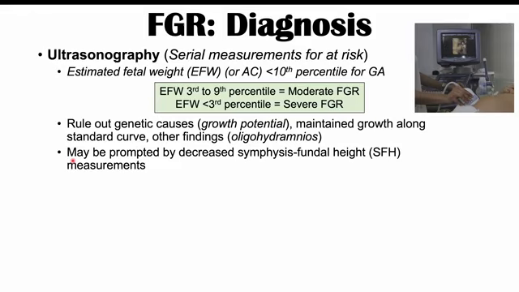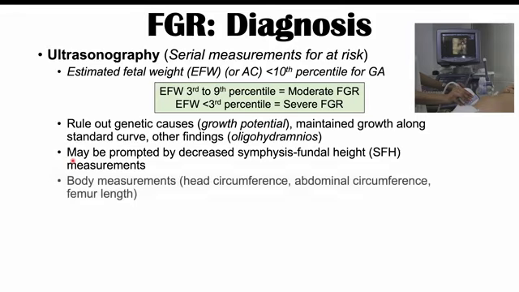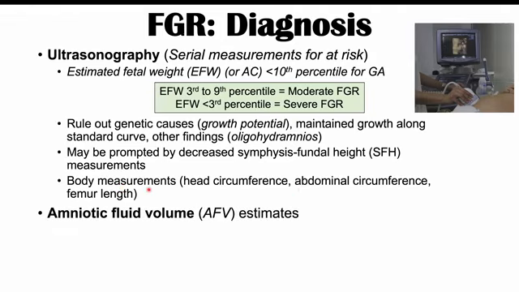If it's found that the symphysis fundal height is 3 centimeters or more lower than it should be, this is going to be a trigger for a potential thought of, does this fetus have fetal growth restriction? And that can often lead to ultrasonography for that purpose. And then some other body measurements that can be performed in ultrasonography include head circumference, abdominal circumference, and femur length as well. Another part of diagnosing can be amniotic fluid volume estimates.